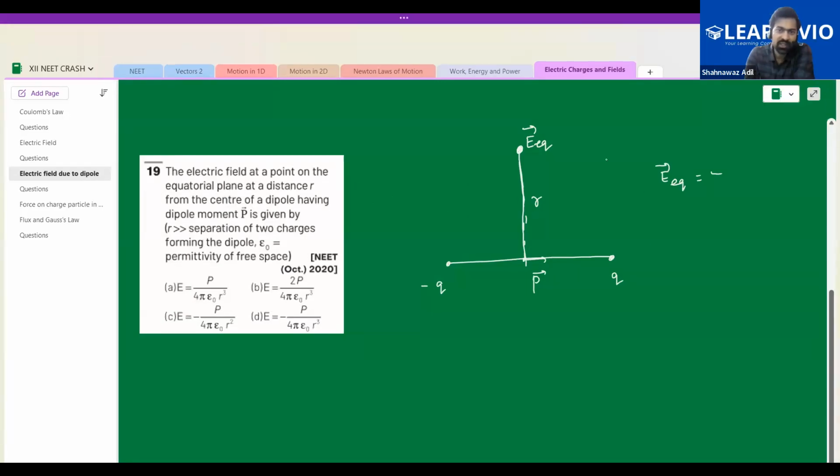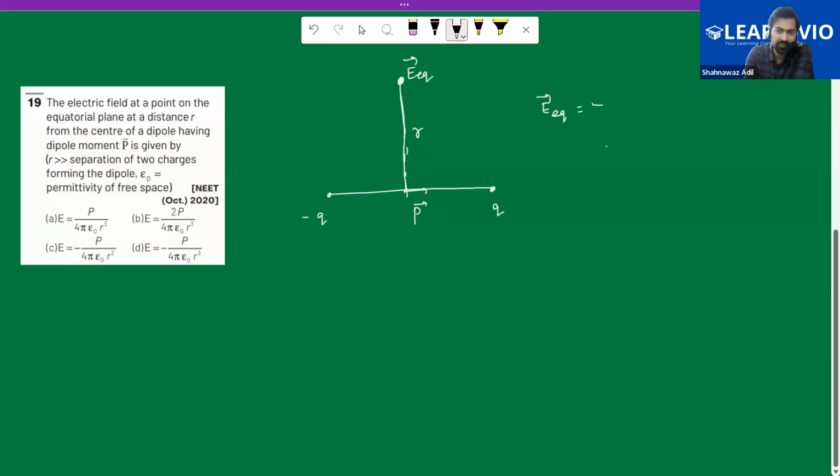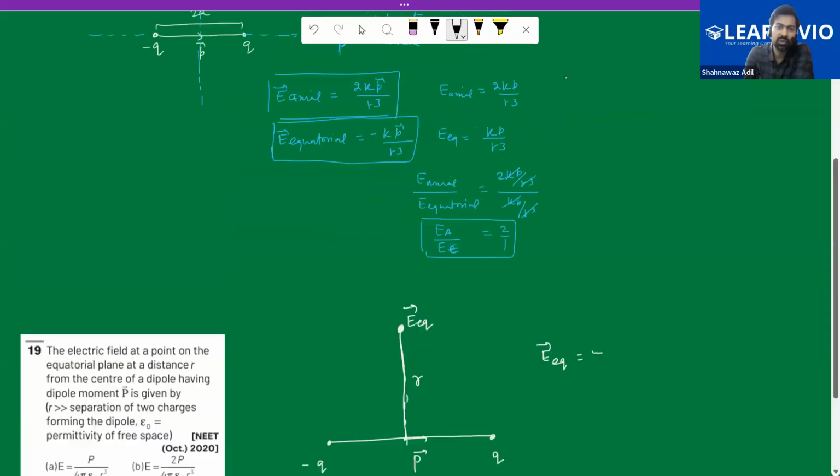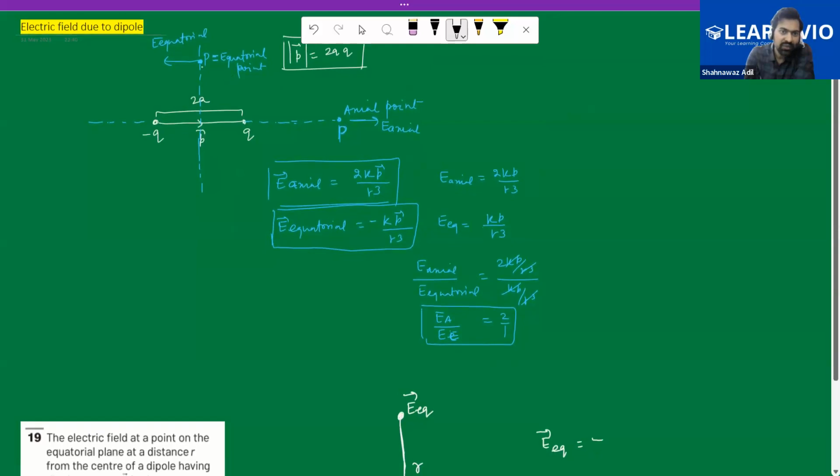Do you remember what the axial and equatorial points are? Please tell me if you have any confusion. Don't keep the confusion to yourself. So we have this equatorial point, we have this axial point, right? At the axial point, this is 2Kp by r cubed. At the equatorial point, that is minus Kp by r cubed. That is the electric field due to a dipole, right?